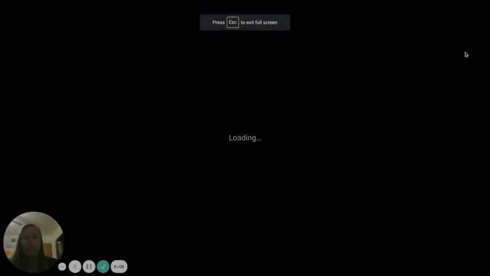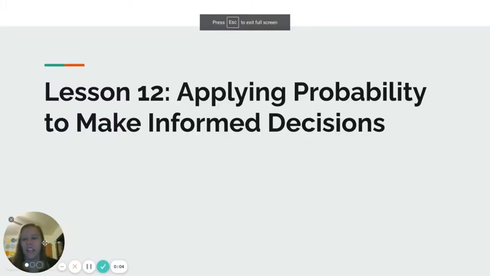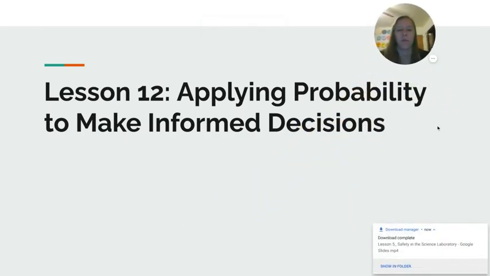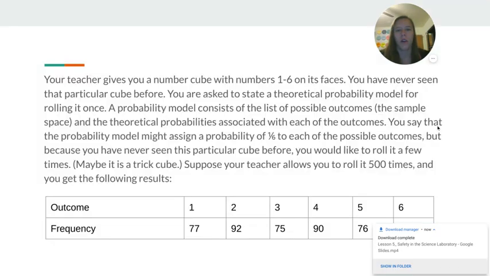Hey, 7th graders, continuing our look at probability today, we are looking at applying probability to make informed decisions. So, if your teacher gives you a number cube with numbers 1 to 6 on its faces, you've never seen this number cube before, but you're asked to state a theoretical probability model for rolling it once. A probability model consists of the list of possible outcomes, the sample space, and the theoretical probabilities associated with each of the outcomes.